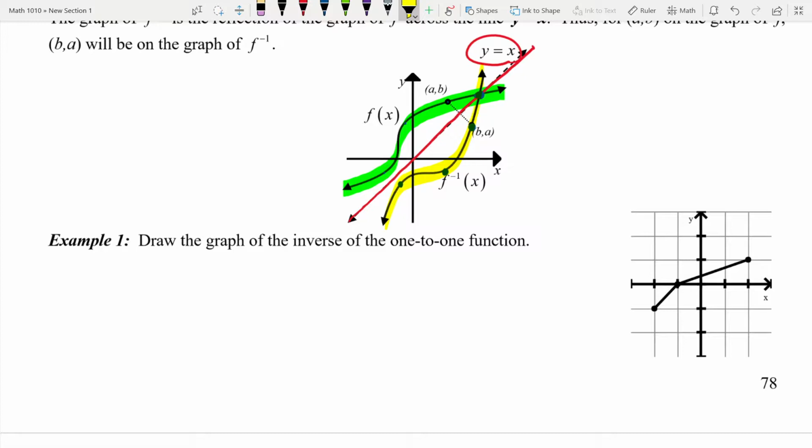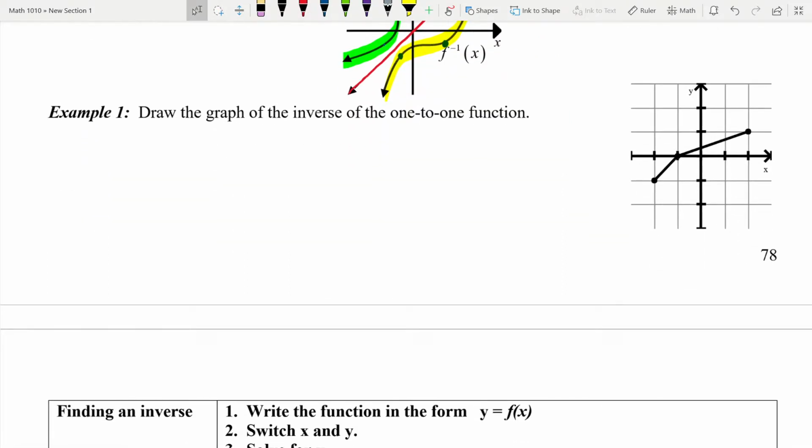Here's another thing that is true about inverses. Do you see this point right here? That's (a, b). So on an inverse, you reverse it, and it's (b, a). So for example, if this was (2, 3), then over here it would be (3, 2). So you can just reverse all the points if you want to, okay?